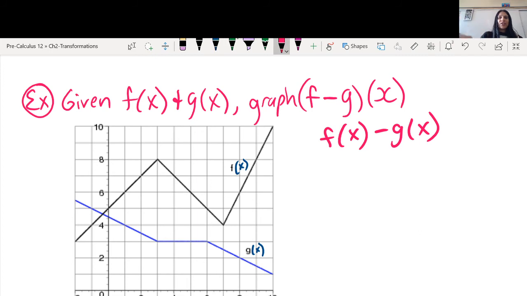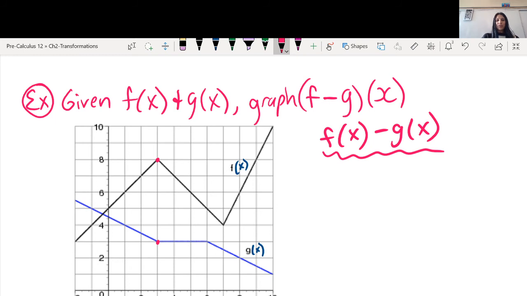So here's a strategy to do this. Here's the easiest way to do this. This is what it's ultimately saying. All that it's really wanting us to do is to subtract the y values, because f of x minus g of x is basically asking what are the y values of the f function minus the y values of the g function. So one strategy is to look at this. My y value there is 8, and my y value here is 3.